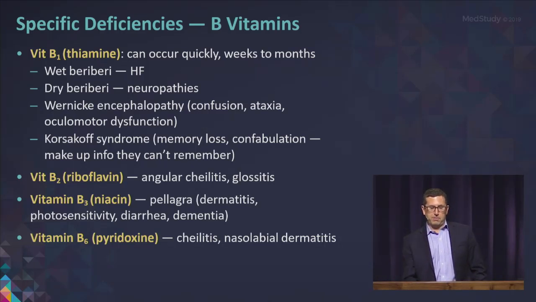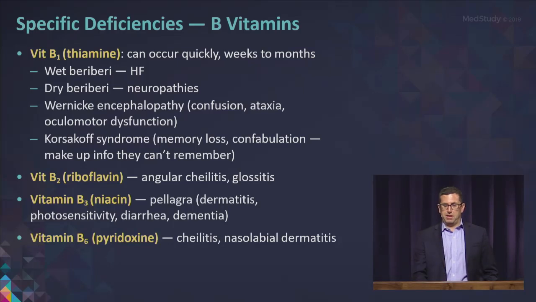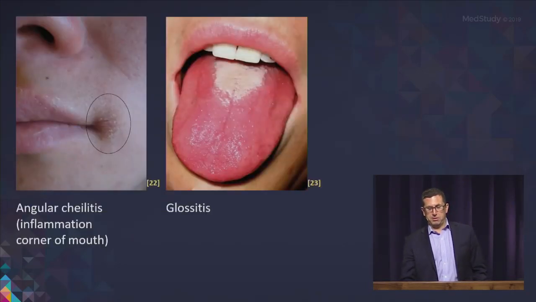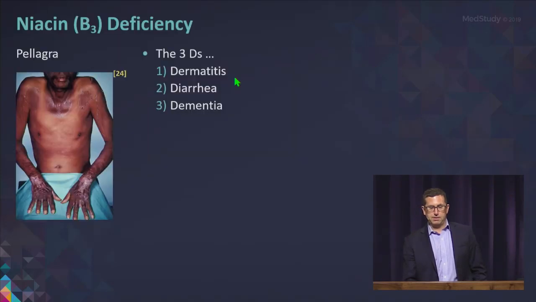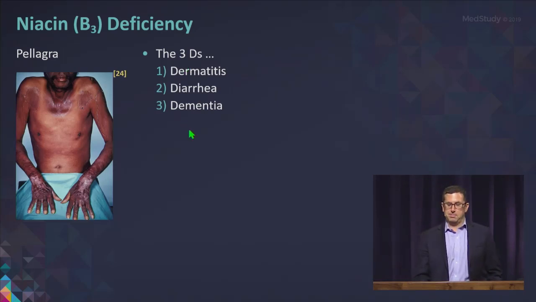Other vitamins would be B12, riboflavin, which is associated with angular cheilitis and glossitis, vitamin B3, niacin, which is associated with pellagra, whose typical manifestations would be dermatitis, photosensitivity, diarrhea, and dementia. Vitamin B6 is pyridoxine, which is, again, associated with various skin manifestations. Unfortunately, the only way to deal with these is to just memorize them. This is an example of angular cheilitis here at the corner of the mouth, and this would be glossitis. This is a patient with pellagra, so it's the 3Ds, dermatitis, diarrhea, and dementia.